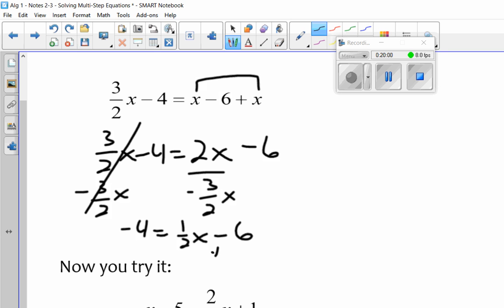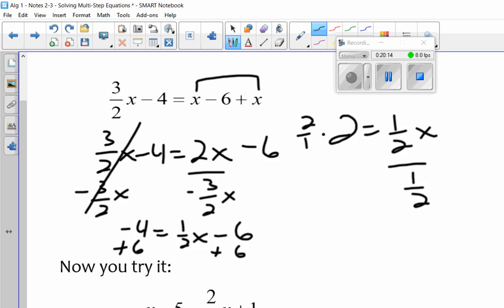Okay, I'm going to add 6, so I get 2 equals 1/2 x. Okay, and I'm going to divide by 1/2, which really makes me multiply by the reciprocal over here. Now those go away, and 1/2 times 2 gives me 4 equals x. And I can flip it. Okay, so get good at those.